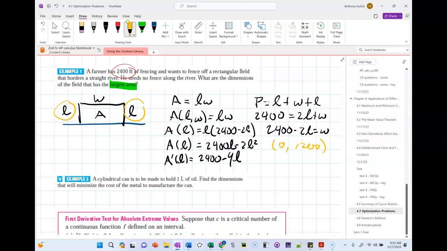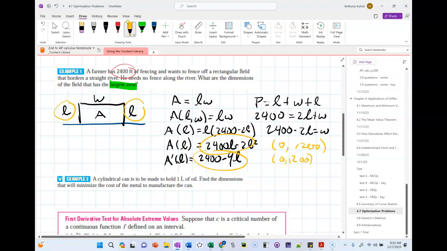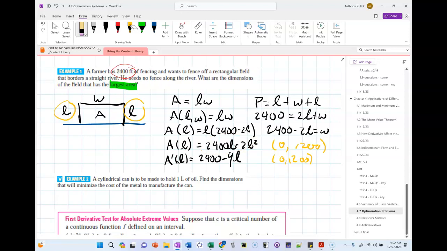If I do the derivative, is that going to change anything for the domain? No, it's good, right? This is a polynomial, that's a polynomial. There's no reason that the derivative would have lost anything in doing that, right?